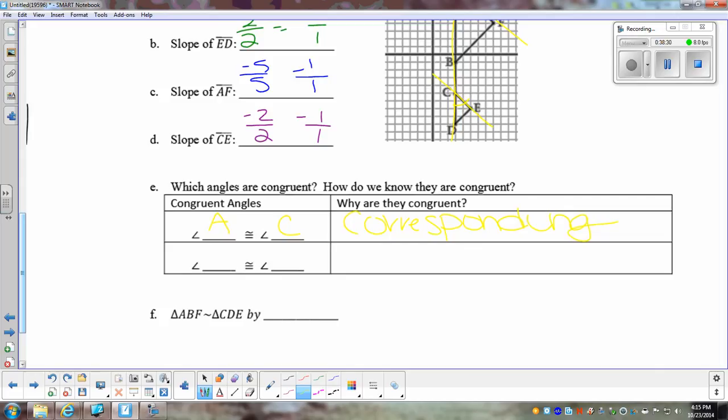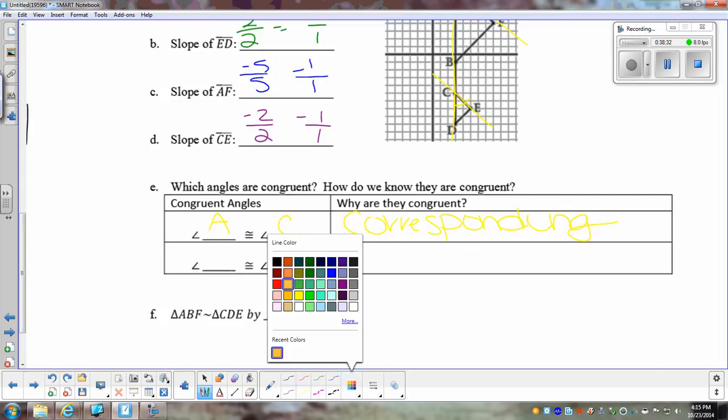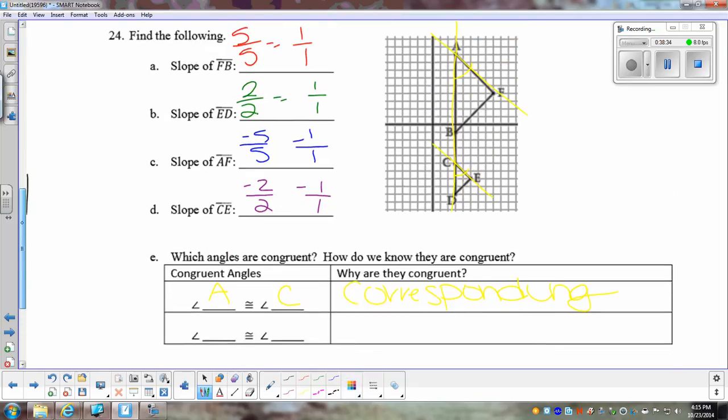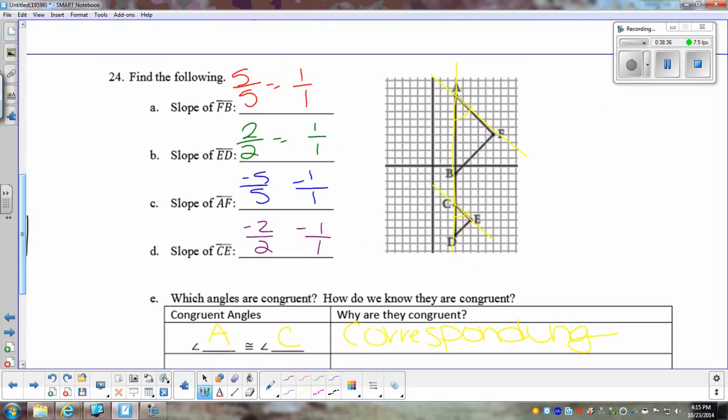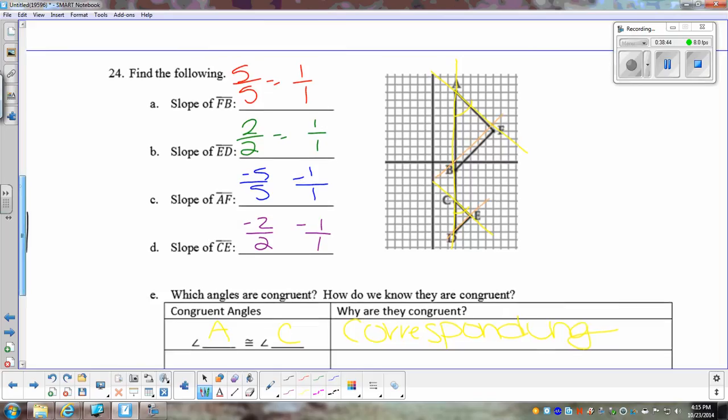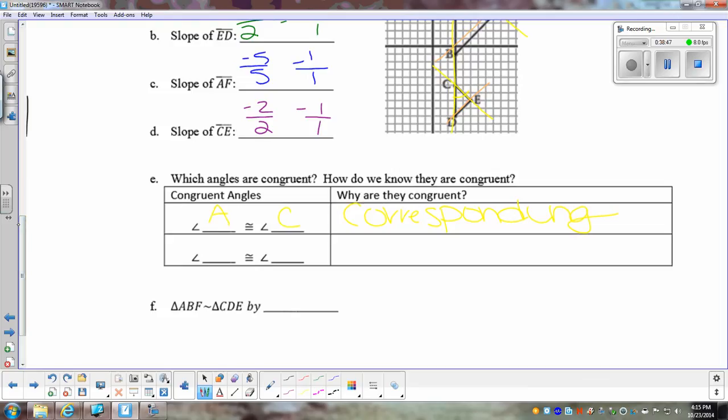I also can use corresponding angles, because I know that AF and CE, or I know that FB and DE, are congruent or parallel. So for the same reason, I could also say that angle D is congruent to angle B because they're corresponding.